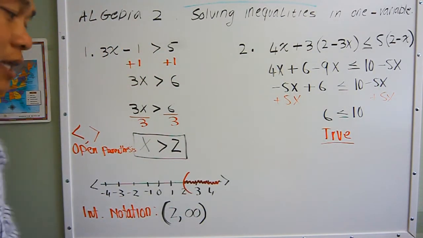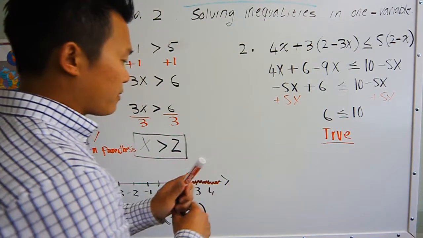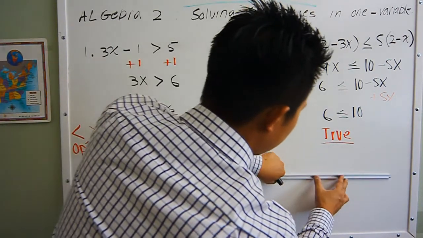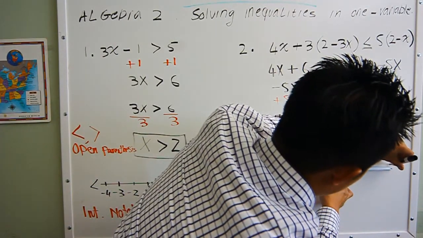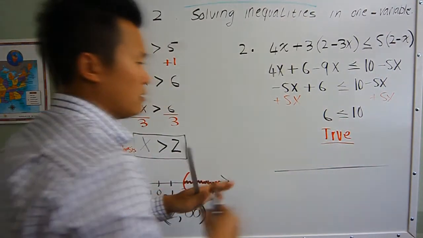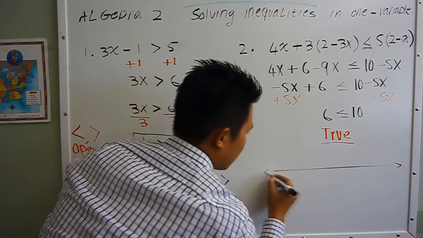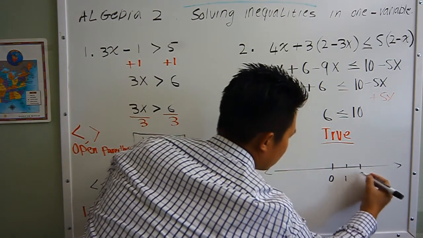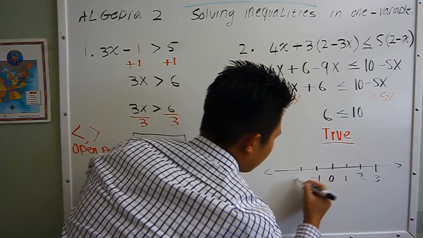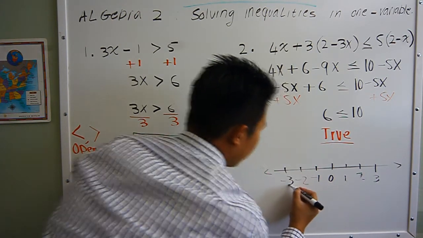And the way we shade the solution is we need a number line first. So I'm going to go ahead and draw a number line. So here's the graphical representation of the solution. Okay, so 0, 1, 2, 3, negative 1, negative 2, negative 3, and so on and so forth.